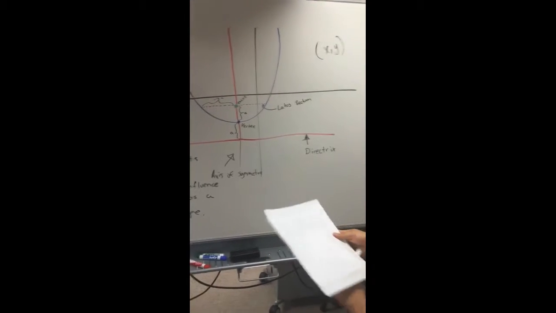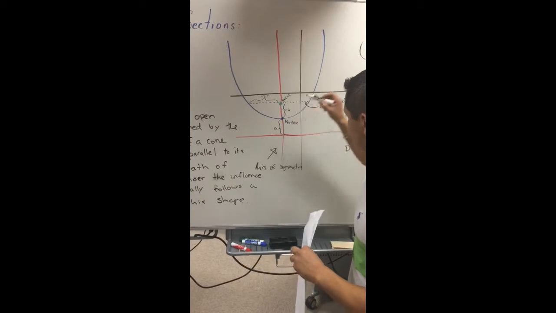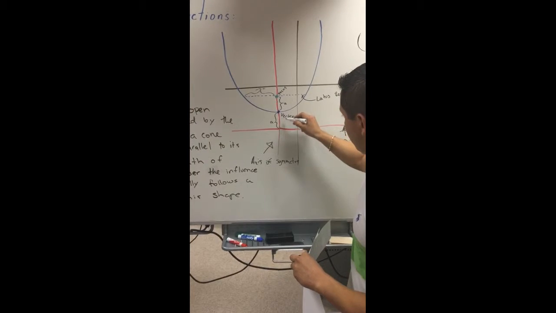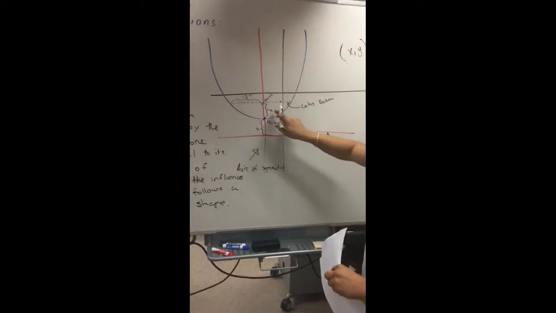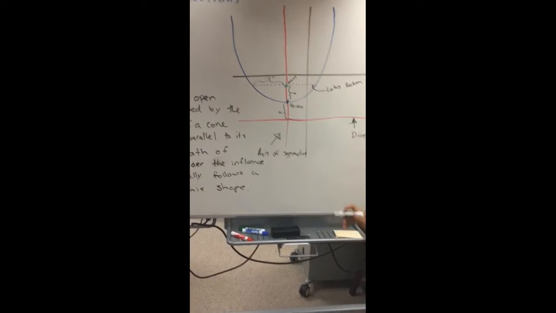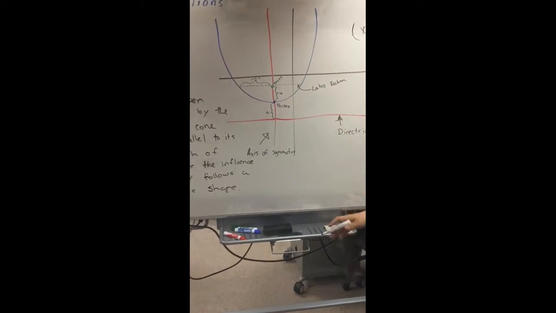Something very, very important to know is that the distance from the focus to the vertex is the same distance from the vertex to the directrix. Let's say that it's A. So I wrote A and A, same distance. So the distance from the focus to the directrix is going to be 2A.